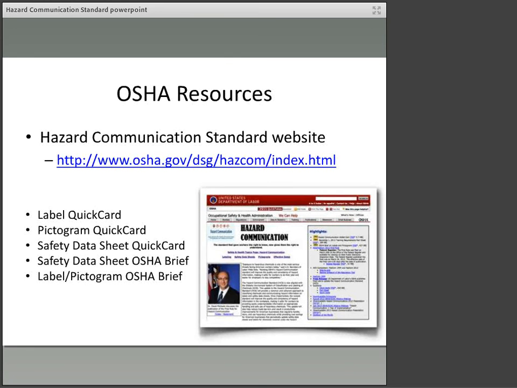If you'd like more detailed information, you can check out OSHA's Hazard Communication Standard website by going to this address or simply by Googling Hazard Communication Standard. Resources at this site include 3 quick cards, label, pictogram, and safety data sheet, and also more information in the OSHA briefs on the safety data sheets and labels and pictograms.